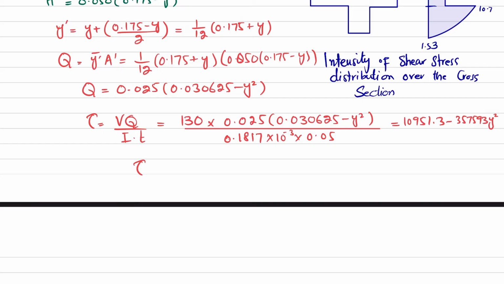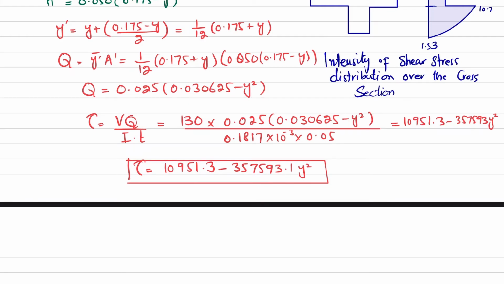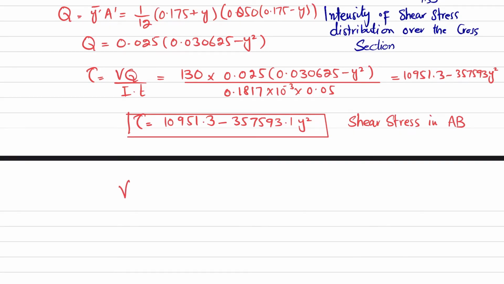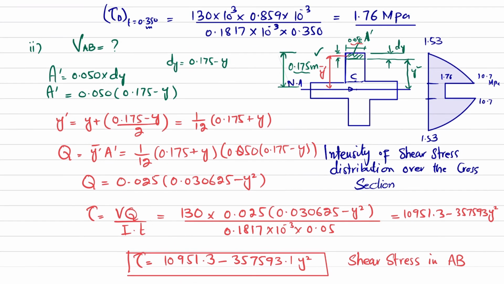I will write it over here. Shear stress comes out to be 10951.3 minus 357.593 y square. And we are interested to find out the shear force. This is shear stress in section AB. Okay. And we know that shear force in portion AB is equal to the integral of shear stress into dA. Clear?